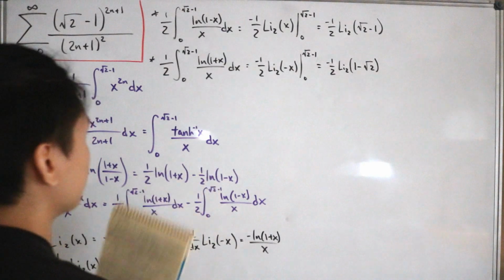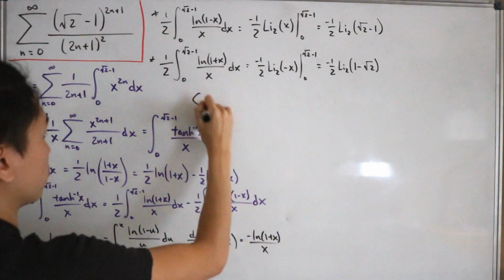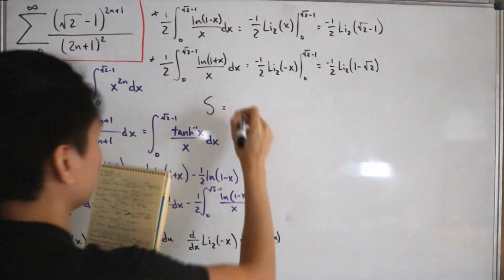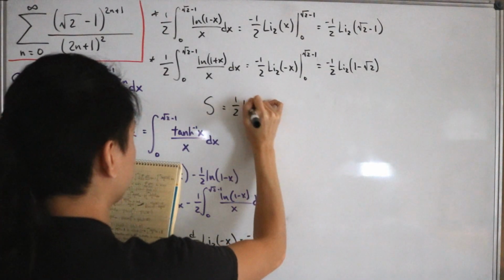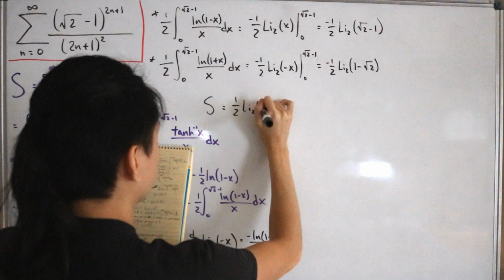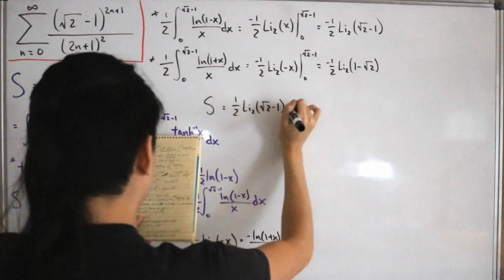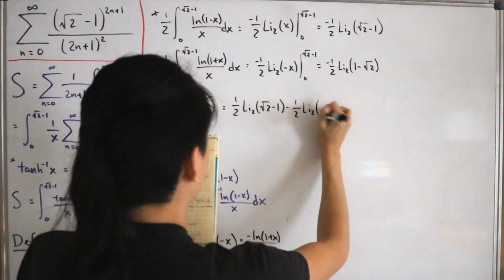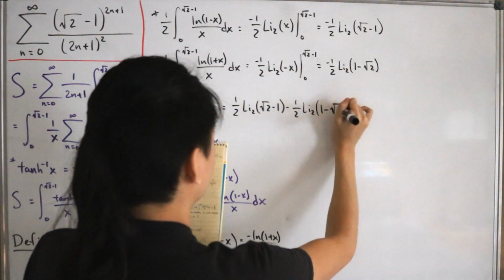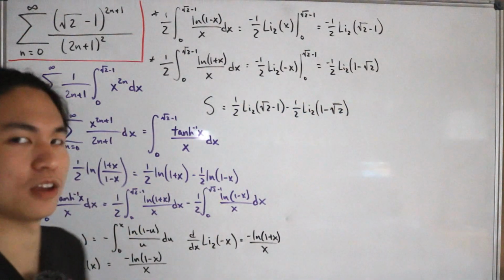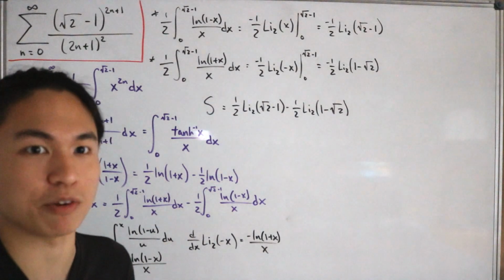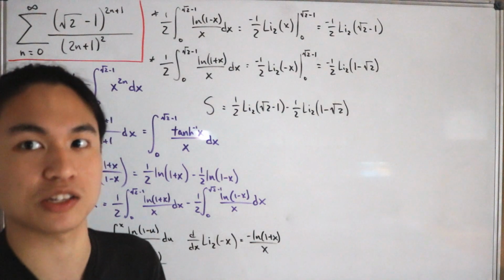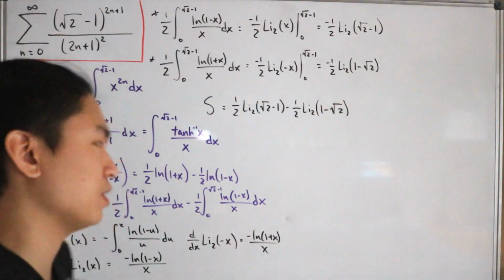Now that everything's in mind, that means S, so far, that we have calculated is written as the following. This will be 1/2 the dilogarithm at the square root of 2 subtract 1, and then subtract 1/2 times the dilogarithm at 1 subtract the square root of 2. You could just leave things at that if you want to, but we're going to take things a little further, and that's why I mentioned a lot of this comes into play with the dilogarithm identities.